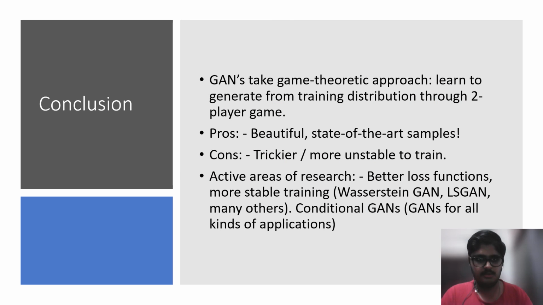So concluding the topic of GANs, we can understand that they take a game theoretic approach, that is, learn to generate from training distribution through a two-player game. The pros are beautiful state-of-the-art samples are generated. Cons: the way GANs work might be trickier to understand, and it is also more unstable to train. Active areas of research include trying to develop better loss functions, more stable training, such as the Wasserstein GAN, LSGAN, and a few more, and then the use of conditional GANs for various kinds of applications.